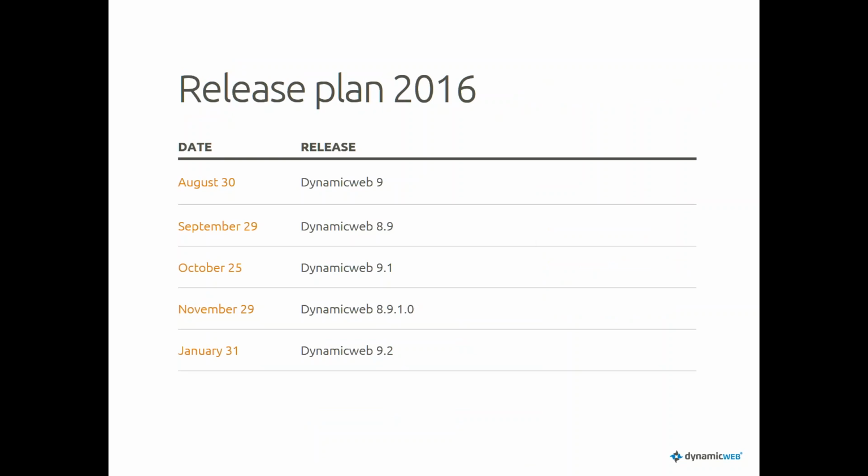And the release cycles: Dynamicweb 9 was yesterday, 8.9 is coming out in a month. Then we have Dynamicweb 9.1, which is a service release on top of the release that we made yesterday, and also adding some new features, especially around packages and deployment and so on. And then we have a service release of 8.9 and a 9.2 in January.